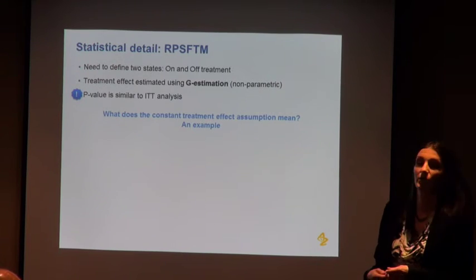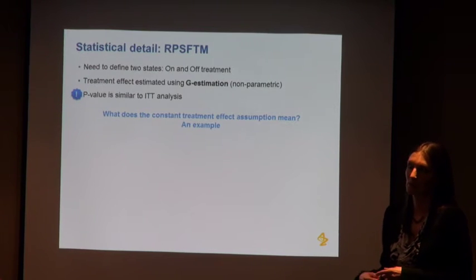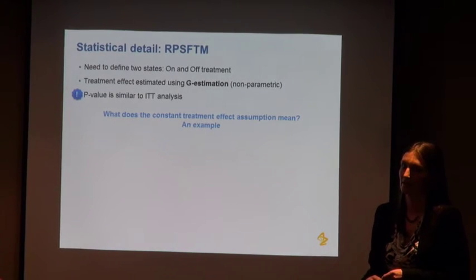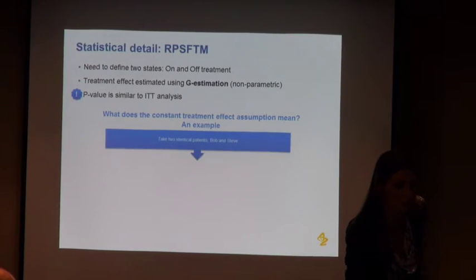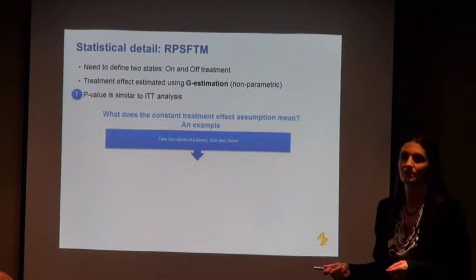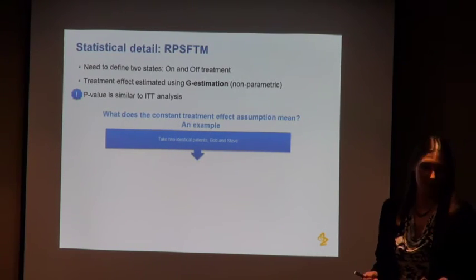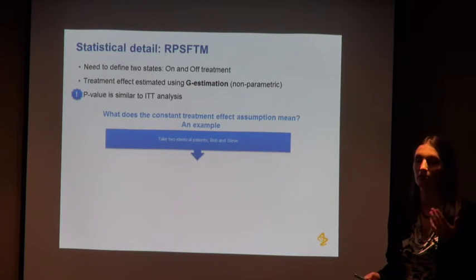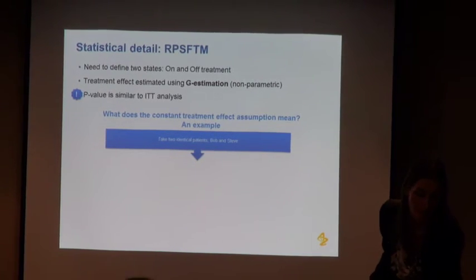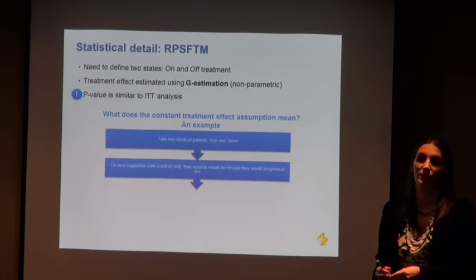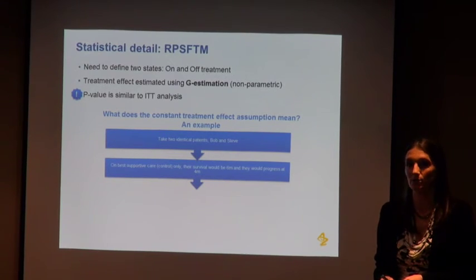And this constant treatment effect assumption, you need to think about that carefully, because this is usually applied in oncology, and thinking it through, this may not be a particularly suitable thing for oncology drugs. You probably can't read this at the back. Sorry, it's small writing. But essentially, the constant treatment effect assumption is saying that if you take two patients, I've called them Bob and Steve, you can call them whatever you want, and we assume that on the control arm, they would live for 6 months and they would progress after 4 months.